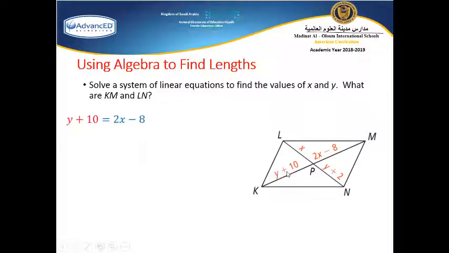Then the first equation is y plus 10 equals 2x plus 8. And the other equation is x equals y plus 2. Let's solve this system of equations. Using the second equation, y plus 2 equals x, we make a substitution in the first equation. Instead of x, we put y plus 2. Then y plus 10 equals 2 times y plus 2, minus 8.